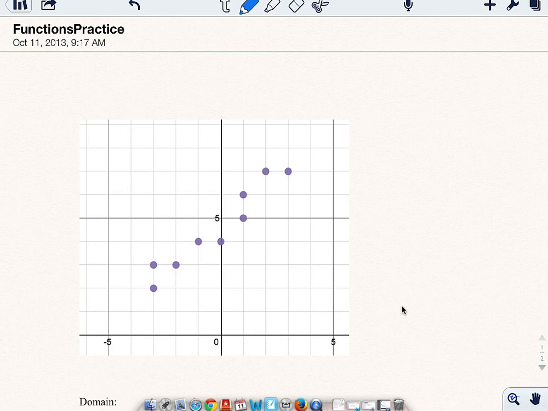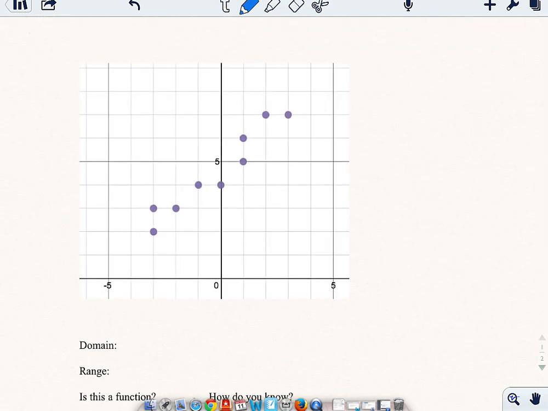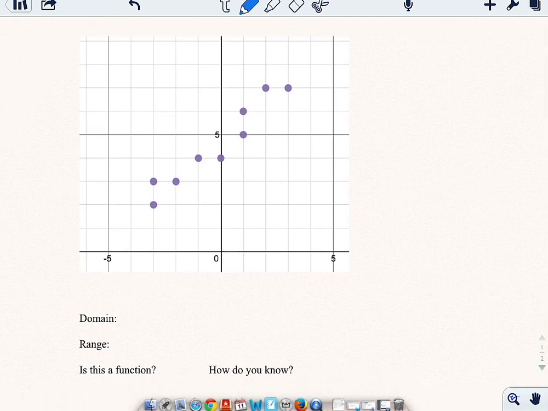Hi there, algebra students. This is meant to be a little bit of a review over how to answer some of the problems that you may have seen on your homework regarding functions. One type of problem gives you a graph just like you see here, and your responsibility is to do a couple things. You have to list the domain, list the range, tell if it's a function, and then explain how you know whether or not it's a function.